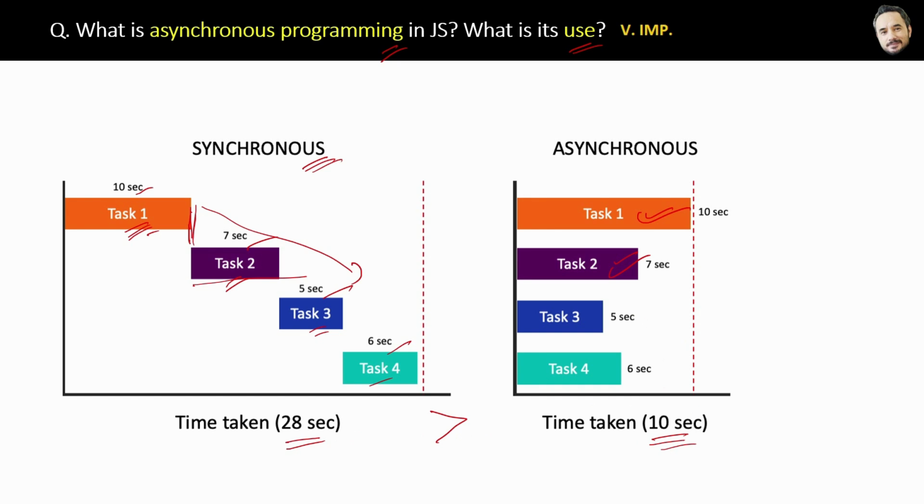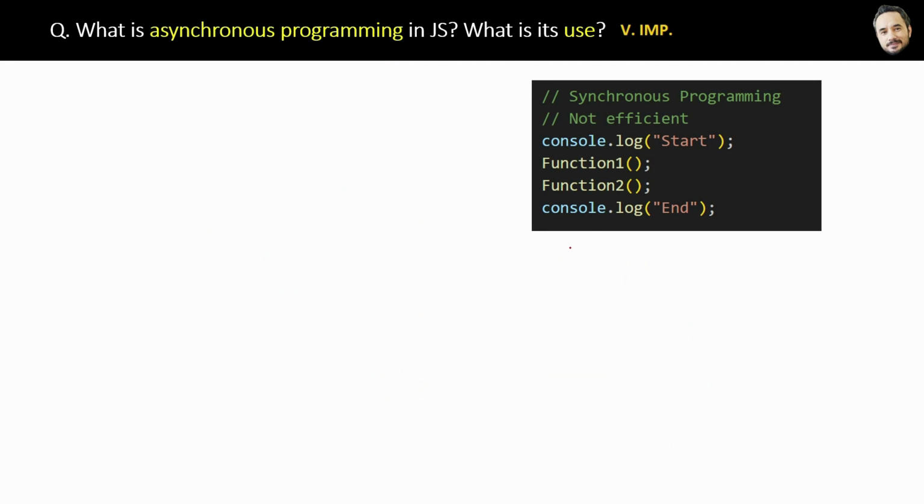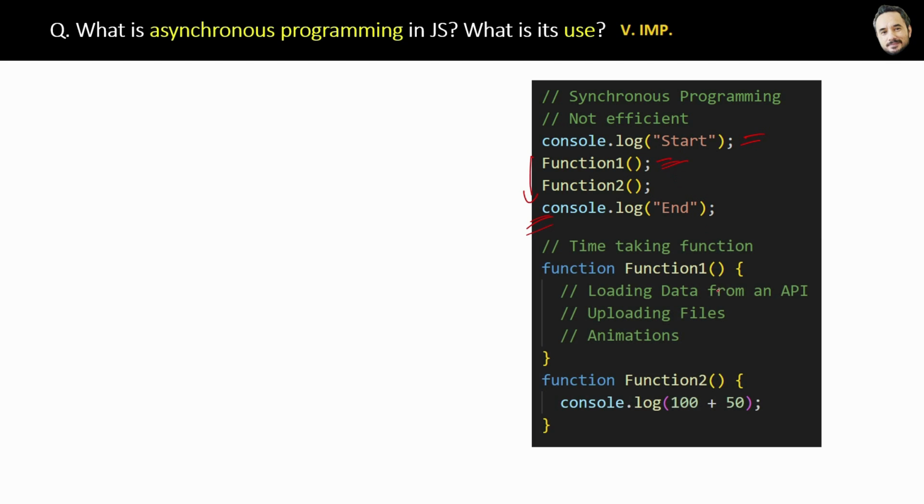Okay, now let's see the code. What other problems in synchronous programming are there which we can solve by asynchronous programming? Suppose we have the synchronous code. We are starting, then we are calling two functions one by one, and then we are logging the end statement. Now suppose function 1 is a very time consuming function like this. Here you can say it is doing a time consuming operation. Then we have this function 2, which is very simple, short, and it is independent of function 1.